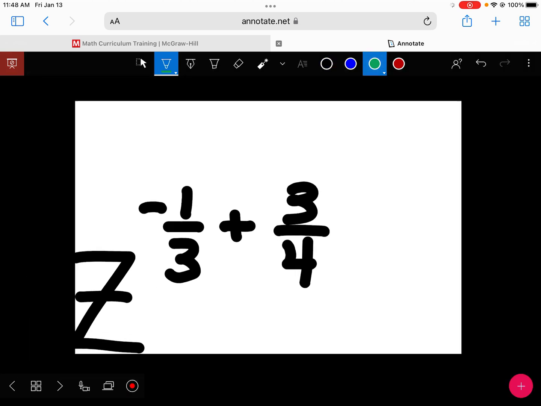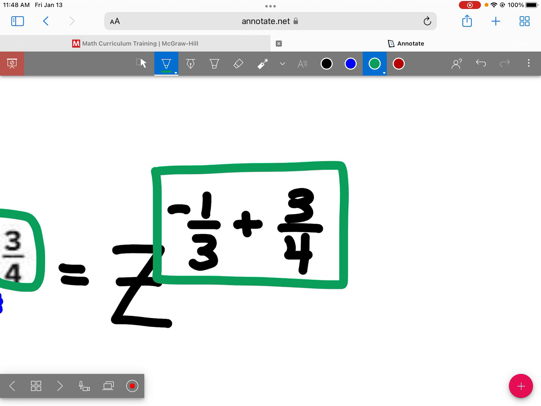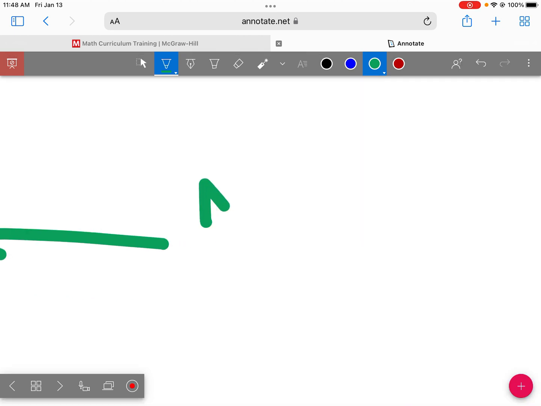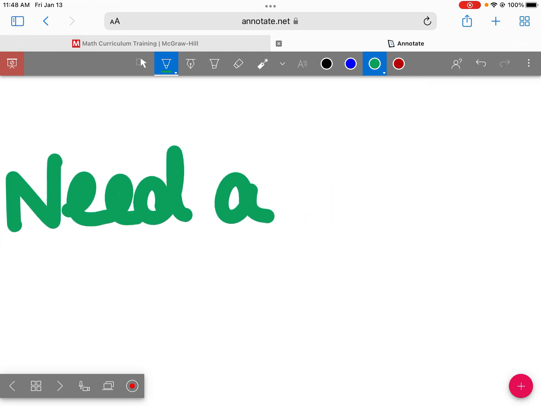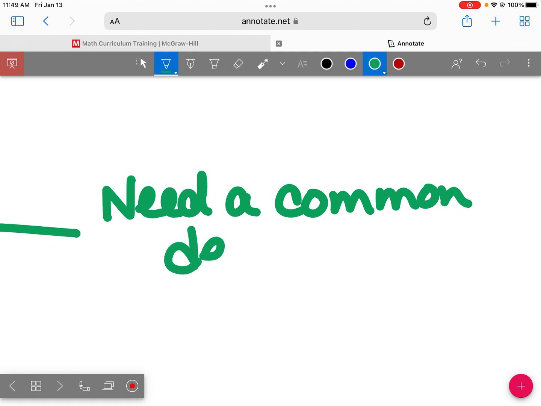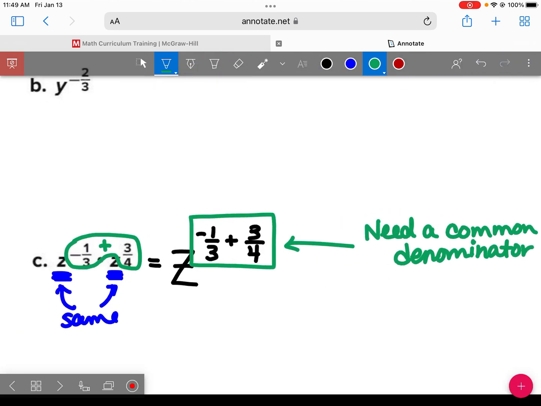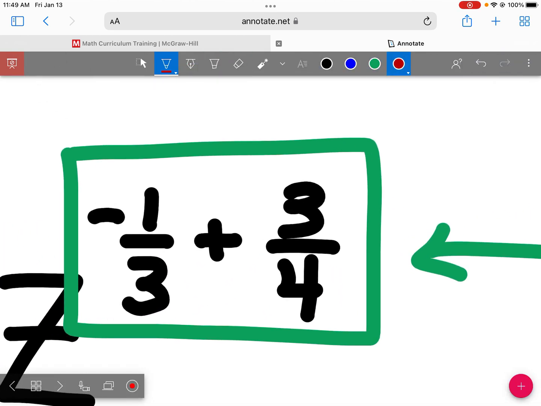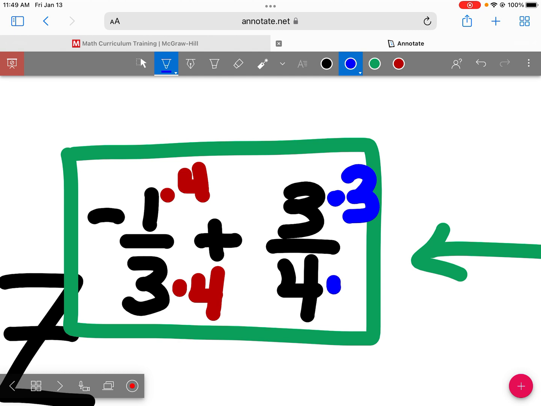What am I going to need here? Yes, we need a common denominator. What should my common denominator be? What do I multiply 3 by to get 4? I like 12. What do I multiply 3 by to get 12? 4. Multiply top and bottom by 4. What would I multiply 4 by to get 12? Multiply top and bottom by 3.